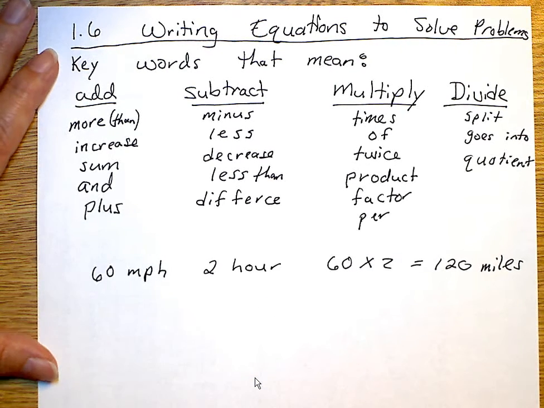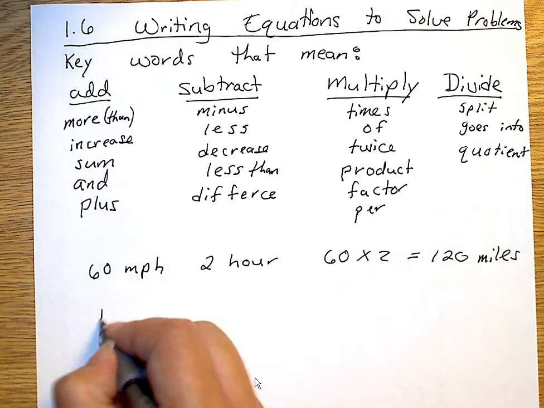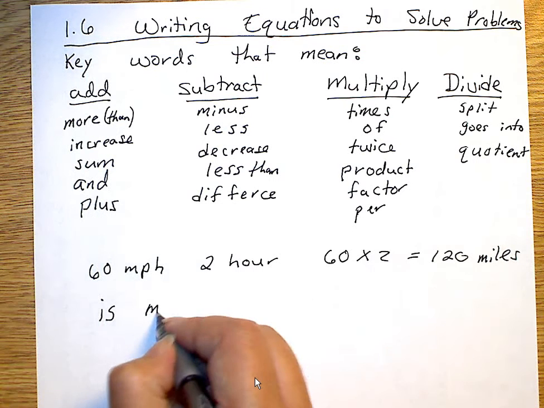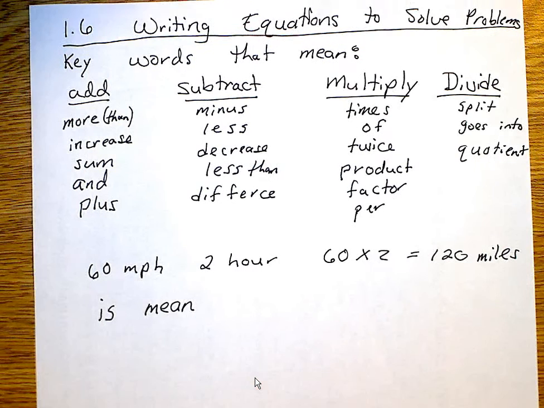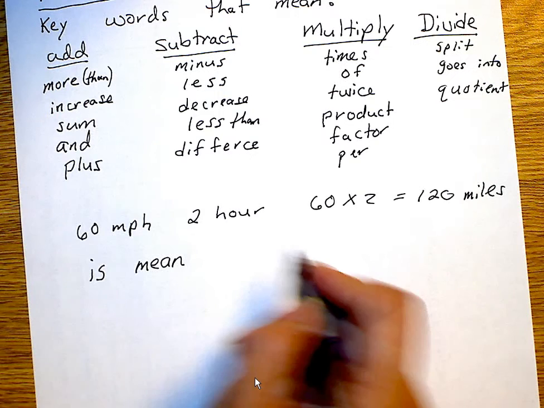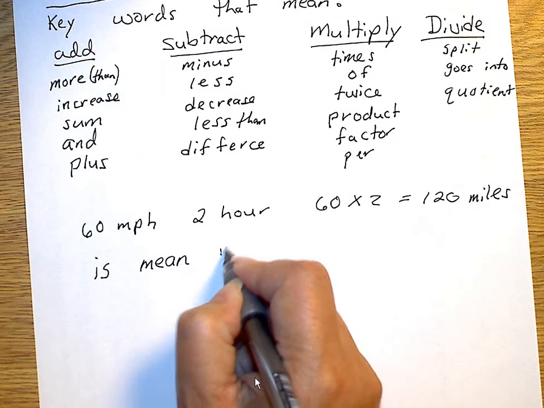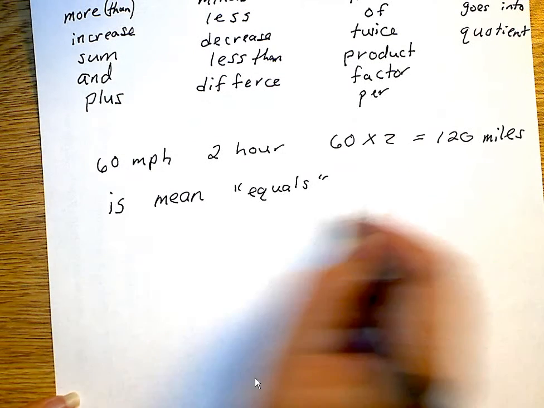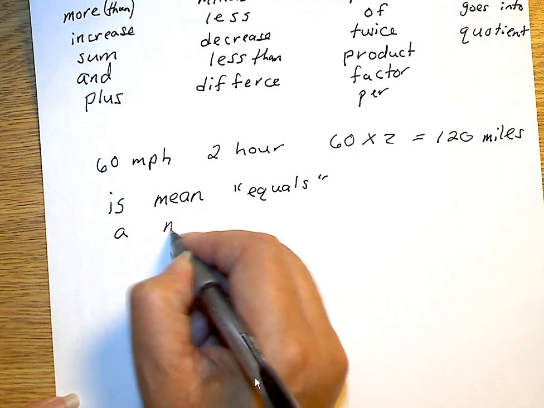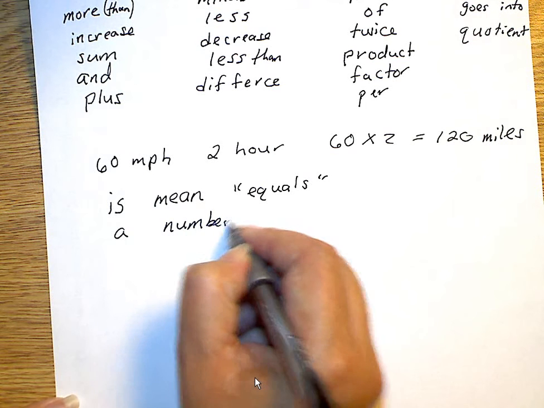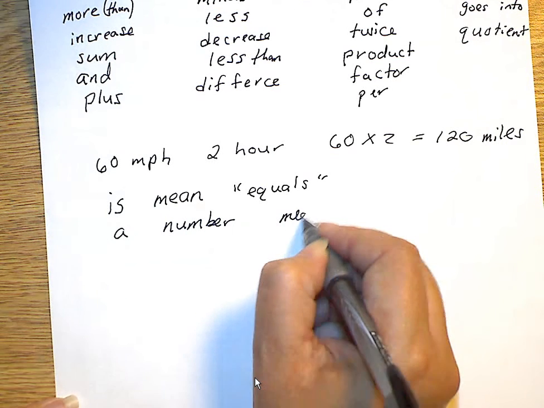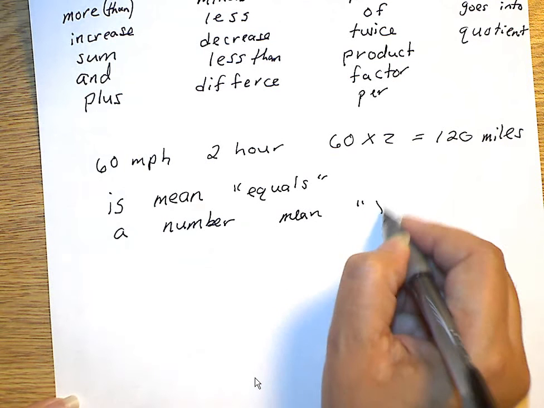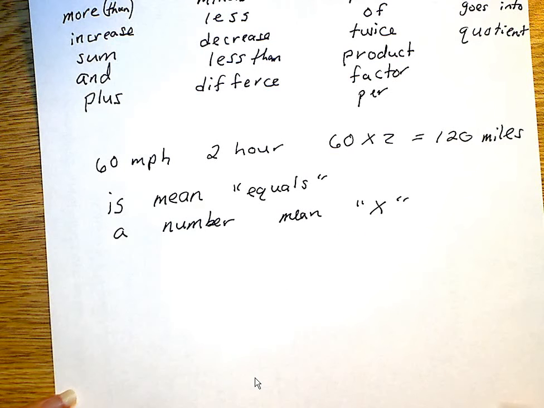All right. The word is. What does the word is mean? Anybody know? Equals, is right? And anytime you see a number, that would mean an x. We would put an x there for our variable.